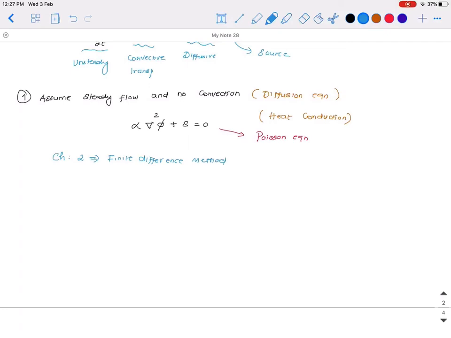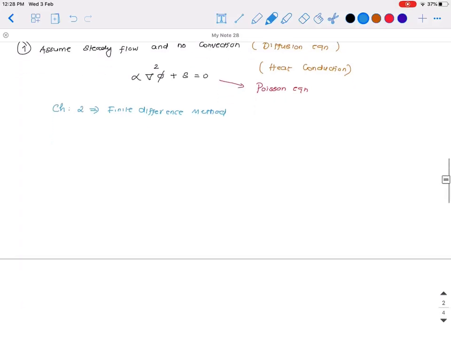Whether you want to study finite volume or finite element, it is always helpful if the fundamental ideas of finite difference are very clear. Our understanding of finite difference will be helpful in understanding the finite volume as well as the finite element method. So we always start with the finite difference method. Then in chapter 3 we solve the same equation using the finite volume method.